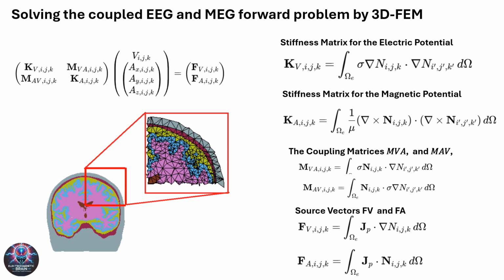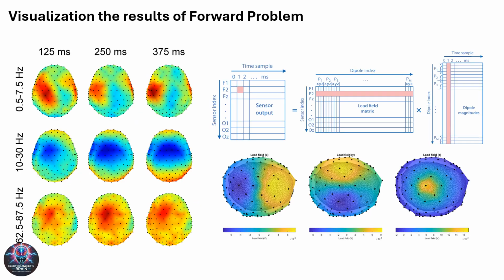magnetic vector potential A. To visualize the results of solving the forward problem in EEG, the sensor space activation pattern displays the distribution of electrical activity across the scalp, reflecting the combined effects of neural sources. On the left side of the slide, the topography of activation patterns is shown as power modulation across 3 frequency bands over time intervals, normalized for comparison. On the right side, the principle of the lead field matrix is illustrated, offering another method of visualizing analysis results.